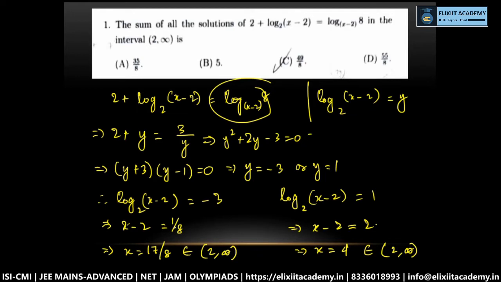So what they have asked in the question is, you are asked to find the sum of all the solutions in this particular interval. So both of these values belong to 2 to infinity. Now you just simply find the sum. So sum is what? Sum is 17 by 8. 17 by 8 plus this is 4. This is ultimately 49 upon 8. 49 upon 8. So in this case, C is obviously the right answer. 49 by 8.